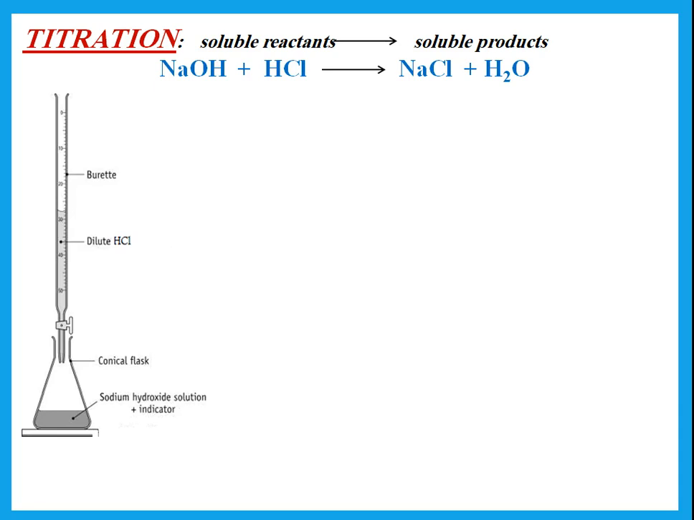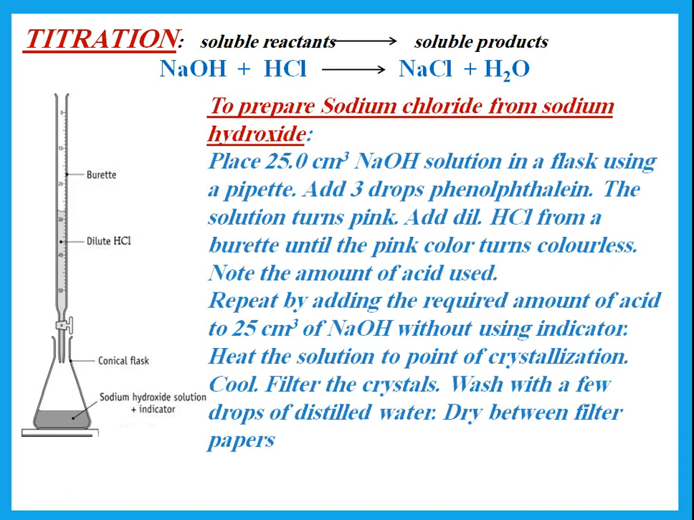Okay, so what are we going to do? First of all, we're going to fill the burette with the acid. You could put acid or base, but usually we put acid in the burette and base in the conical flask. So the first thing we're going to do is fill a burette with the acid, and then I want to put a specific amount of sodium hydroxide solution into the flask. So I put that using a pipette. So we put 25 centimeter cubed of sodium hydroxide solution in a flask using a pipette. And we have acid in the burette, or we fill the burette with acid.